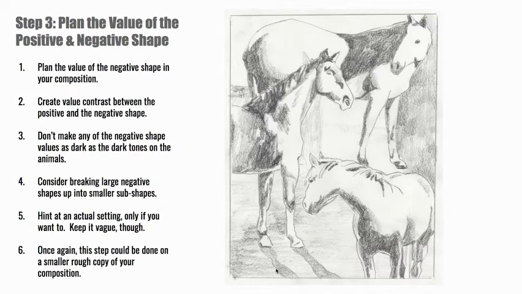So do that too. Plan the negative shape and how it will be designed. Make sub-shapes. You don't have to create a setting, but you can hint at one if you want. I'm sort of hinting at a pasture setting, but I'm trying to keep it vague.